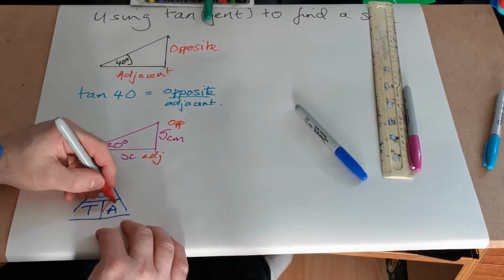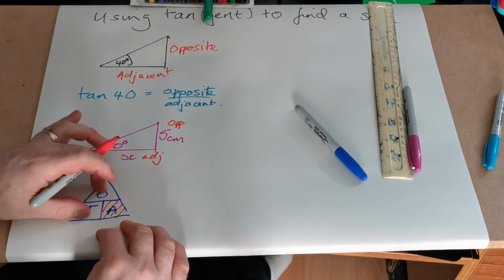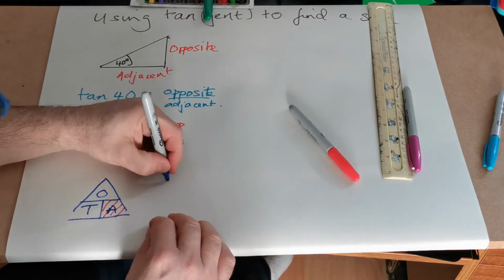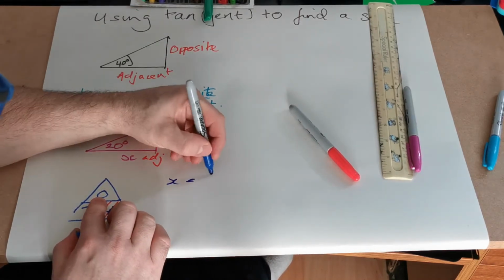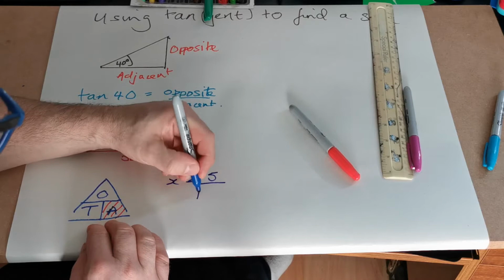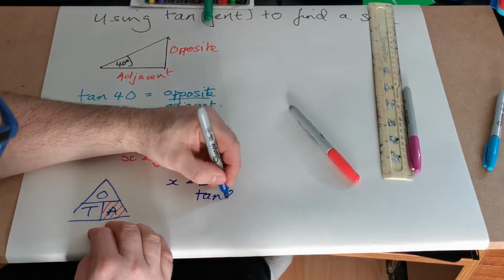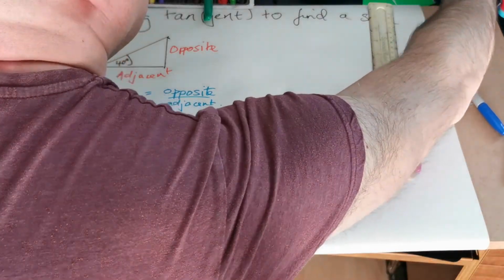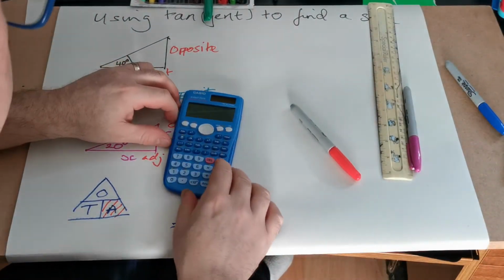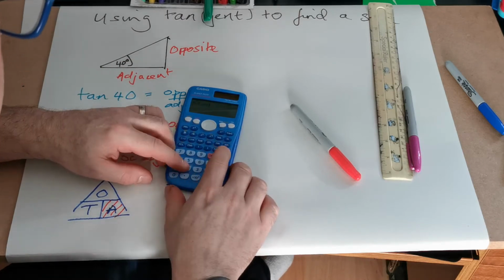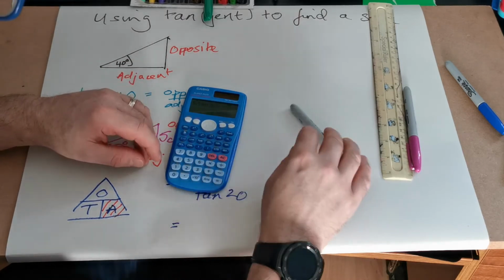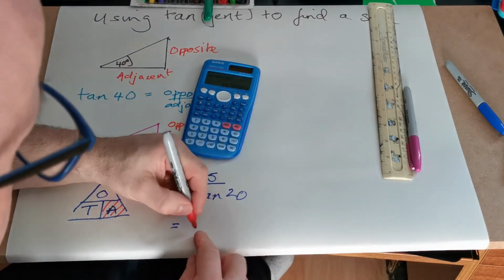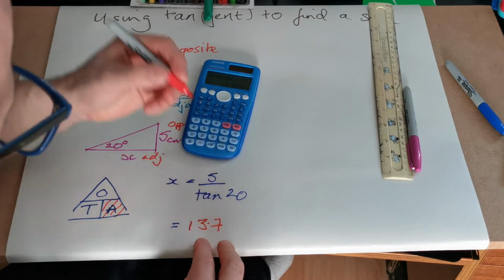Finding the adjacent, so I'll cover over that. You can see that these are on different levels, so that's going to be a divide. So I'm going to say x is equal to my opposite, which is 5, divided by tan. Remember, tan is always linked to the angle. So onto my trusty calculator, 5 divided by tan 20 is equal to 13.7 centimeters.